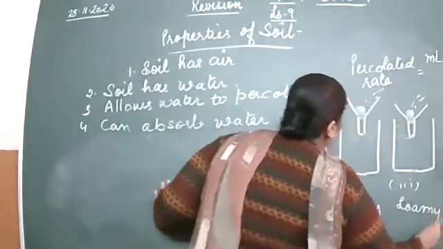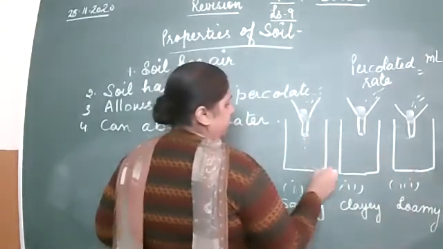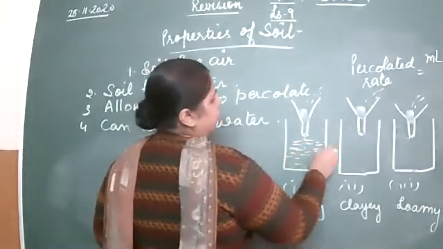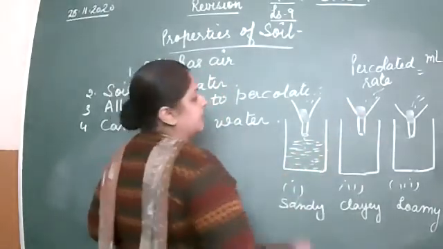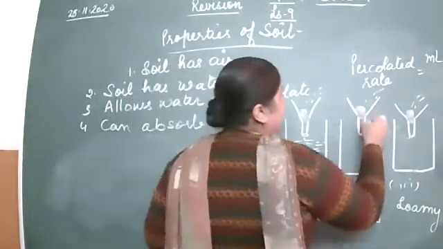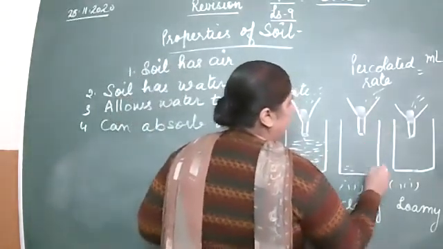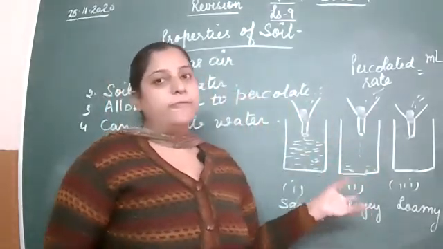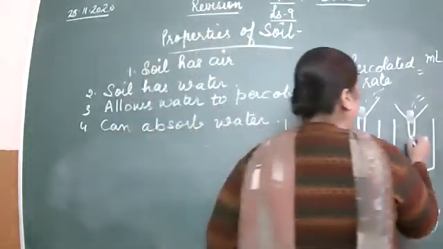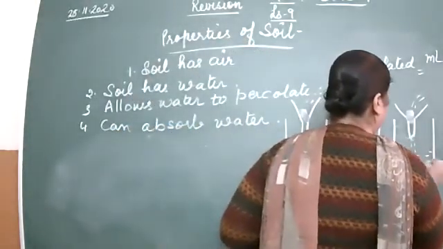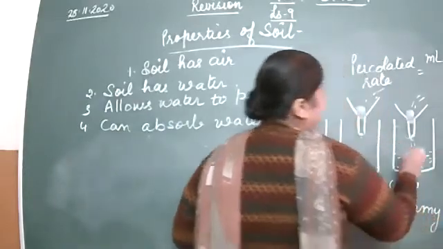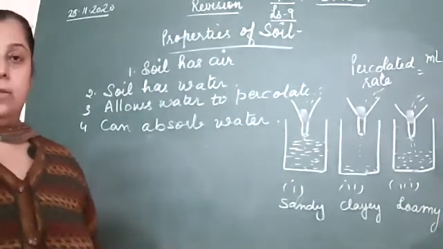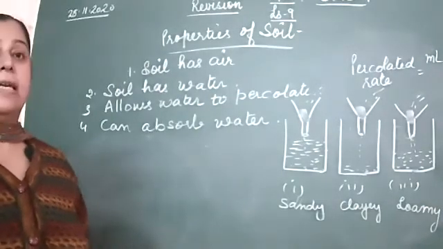Right? When we pour water, the water will come down. In sandy soil, most of the water will come down because it cannot hold water. Then in clay, very little water will come out because clay soil can hold a large amount of water. It is sticky. And in loamy, a medium amount of water will come out because it contains both sand particles and clay particles. Means soil can absorb water. Right? Hope this is clear to all.